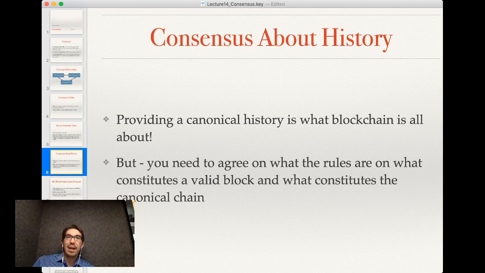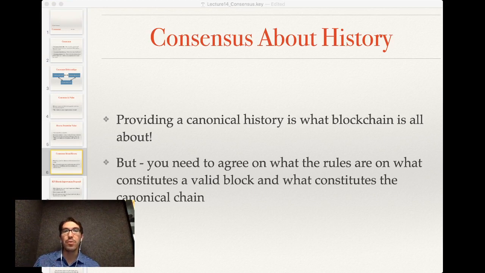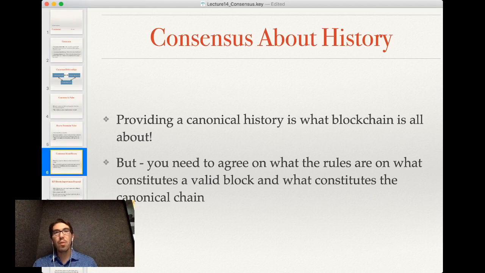So the second consensus I want to discuss is history. And remember, providing a canonical history is really what blockchain is about. We want to say what happened in order. If you remember back to when we discussed the time chains, you could say that a document was signed on this day or this day or this day, and we could determine in what order it occurred. So we have a lot of ideas on how a canonical history can occur.